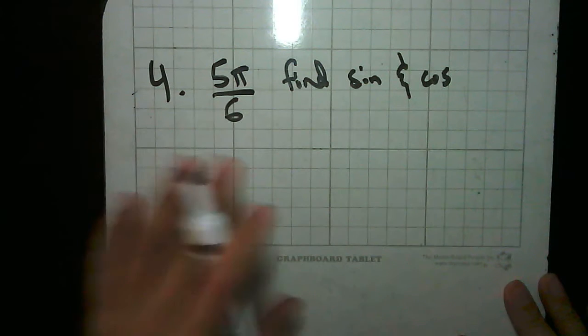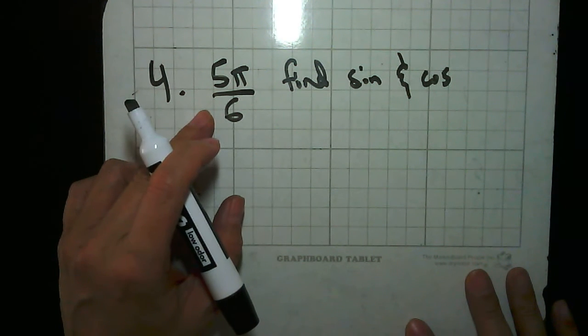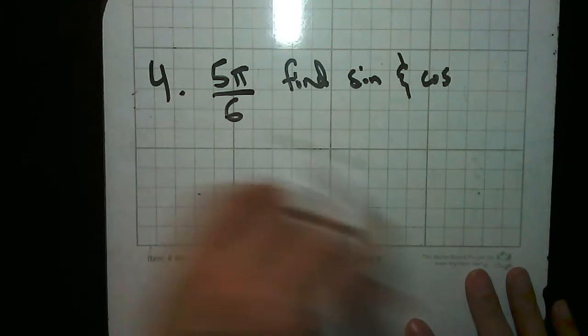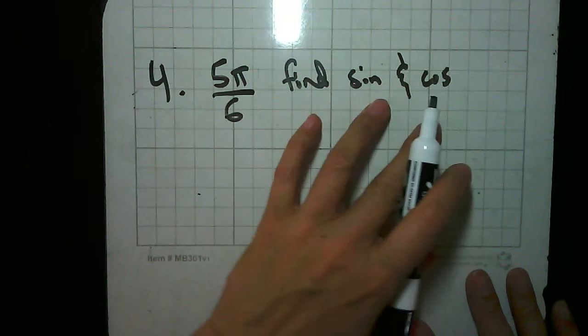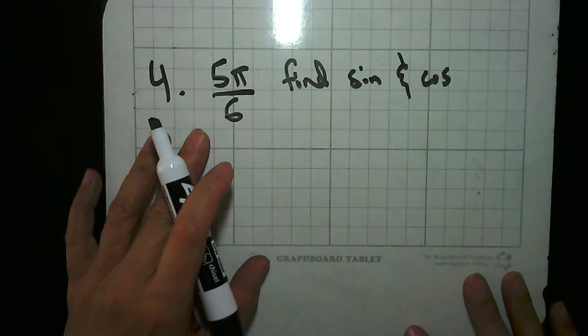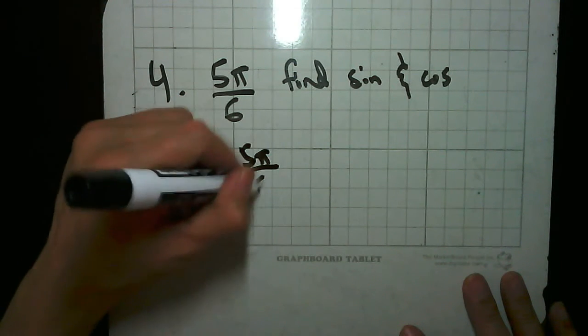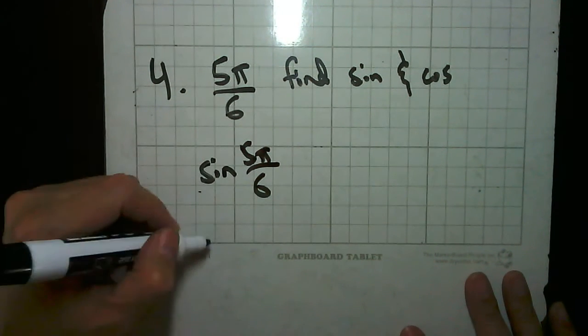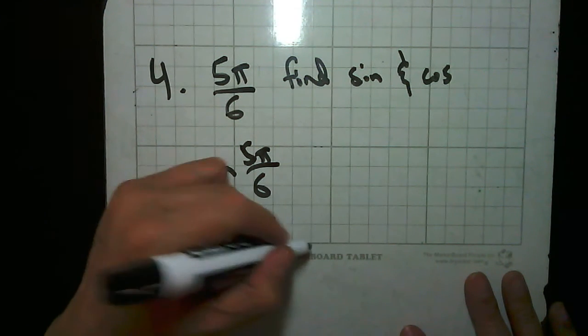Okay, you also have a problem like this on your homework. So they're going to give you an angle in radians, and it's going to say to find the value of the sine and cosine of this angle. So we're going to find the sine of 5 pi over 6, and we're also going to find the cosine of 5 pi over 6, right?